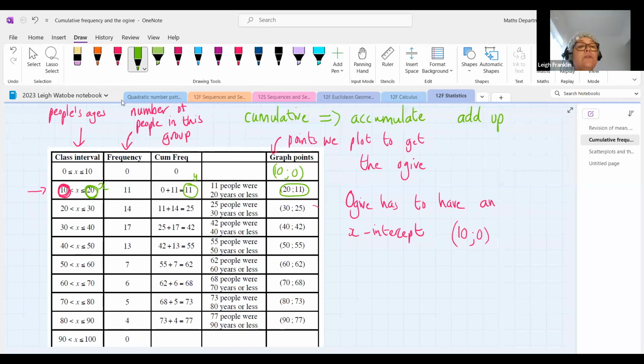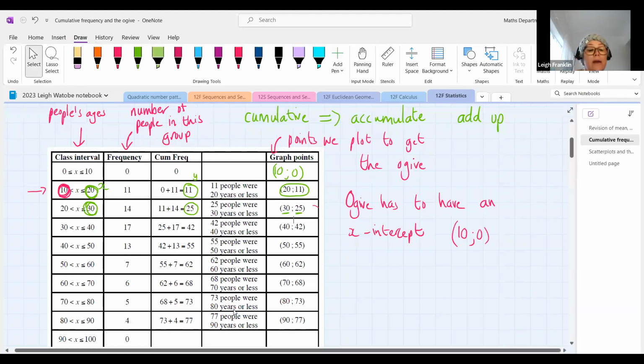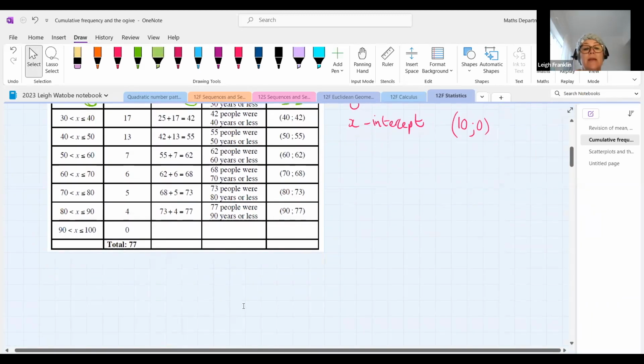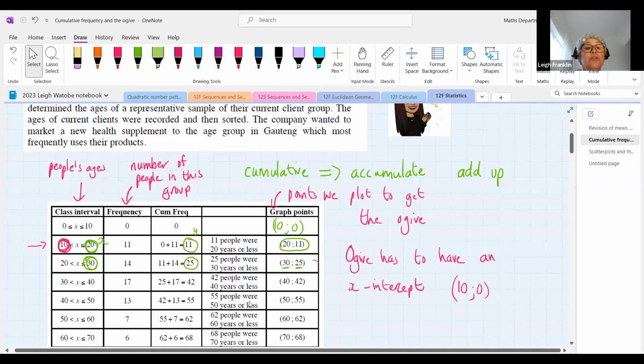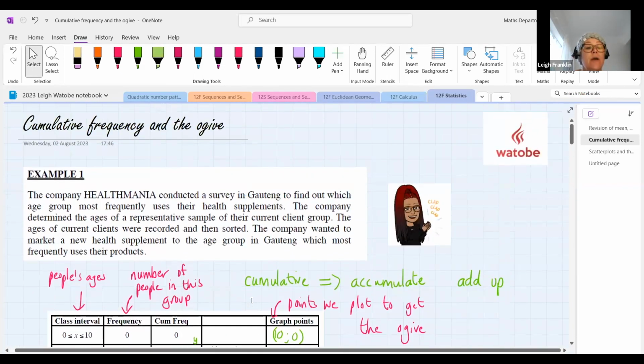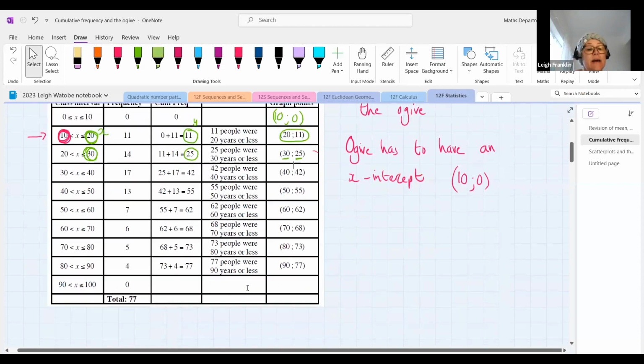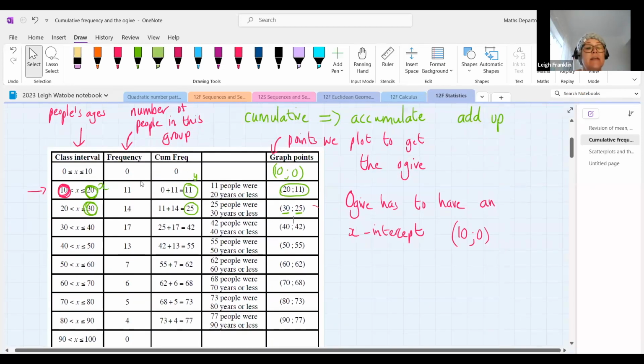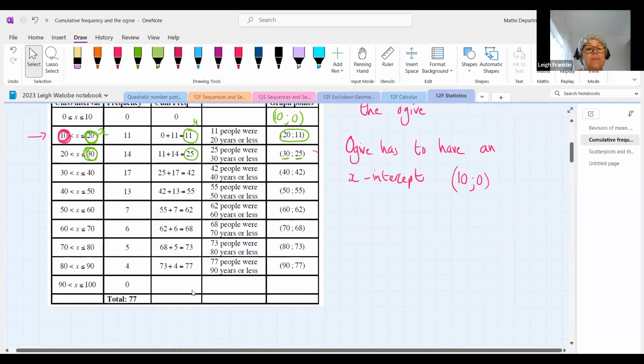And so we continue to plot the upper bound of our class interval against cumulative frequency. Okay. Upper bound of our class interval against cumulative frequency. And so we keep going until we get all the way to the very end. All right. And what you should find is that your frequency column and your cumulative frequency must add up to the same thing.